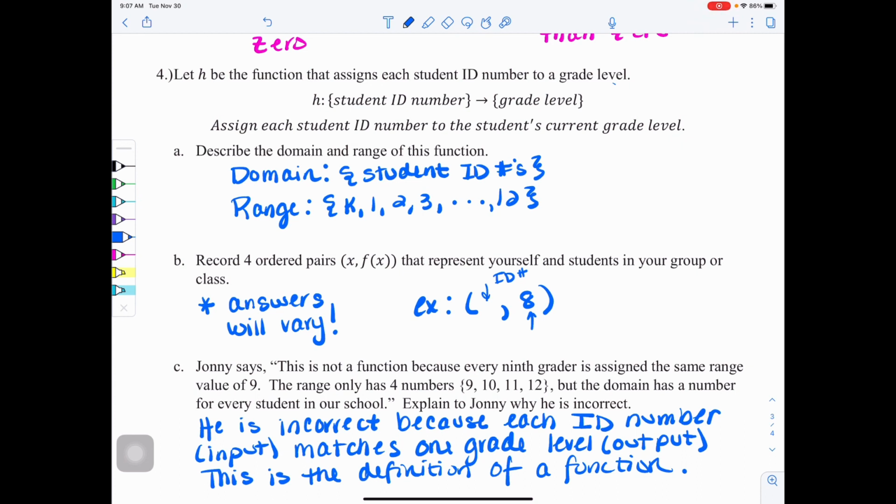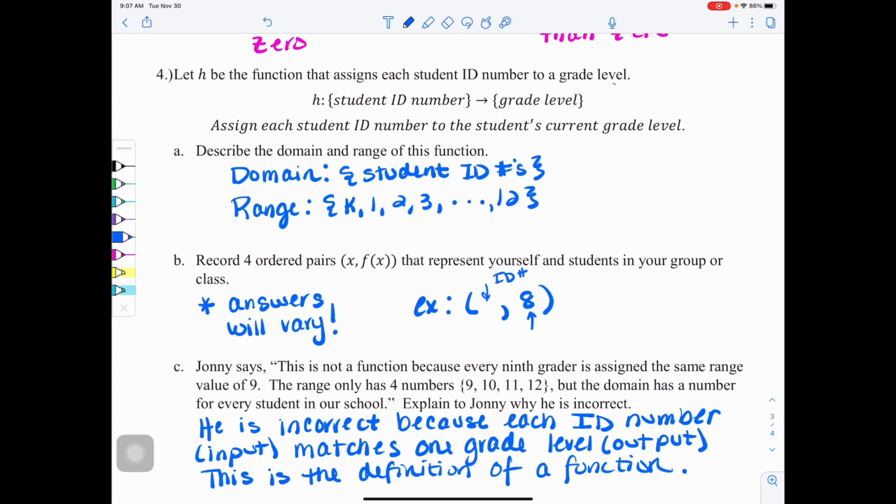The range only has 4 numbers, 9, 10, 11, and 12. So he's clearly talking about the high school. But the domain has a number for every student in our school. Explain to Johnny why he's incorrect. So Johnny's looking at it backwards. It's okay to have a bunch of different inputs going to one output.